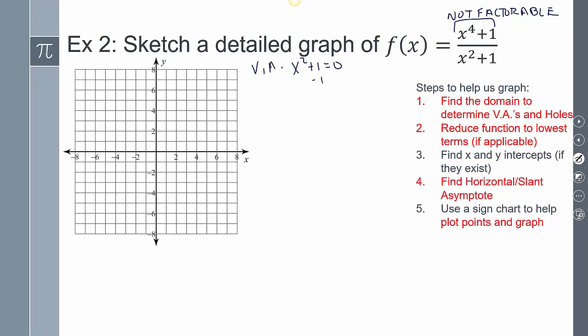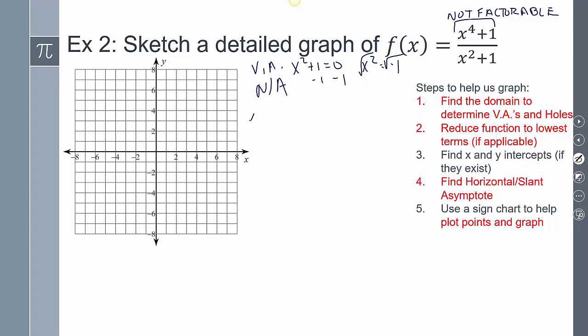Well, if I do that, now I'm going to get imaginary values. If I take the square root of both sides, I'm going to get i's, because if I take the square root of a -1. So there's no vertical asymptote. Nothing cancels out, so there weren't any holes. There is no reduced function. That is already the reduced function, so I can't even reduce it anymore.